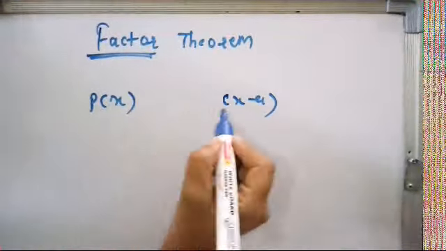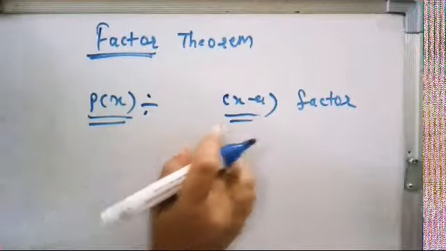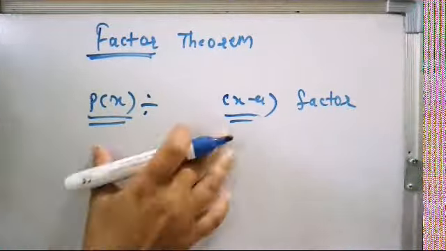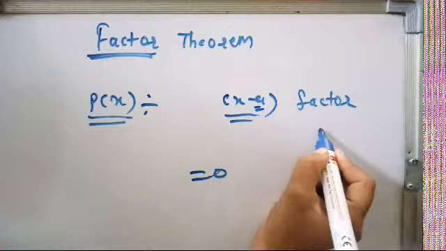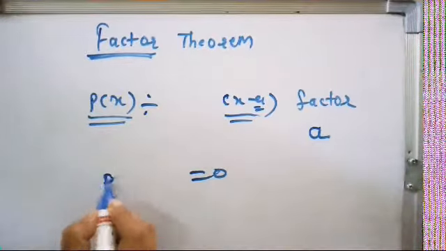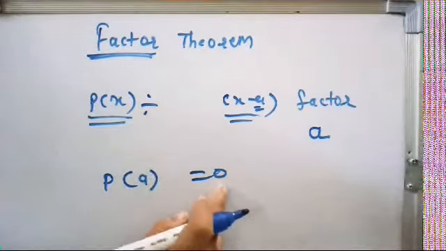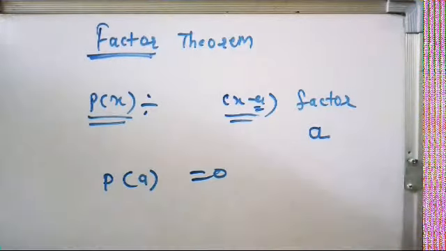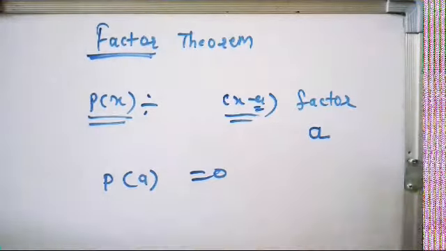Now it is a factor means this p of x is completely divisible by x minus a, and completely divisible by x minus a means the remainder you will get is 0, right? Now you are getting remainder 0, and the opposite of this is a. It means p of a is equal to 0. I hope you are getting what I just want to explain to you once again.